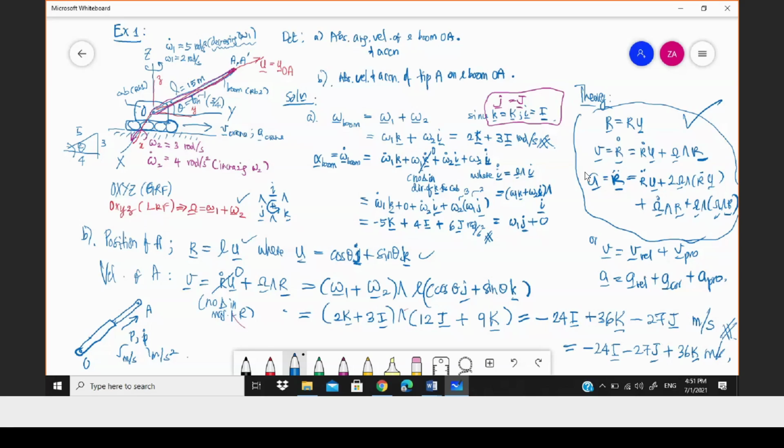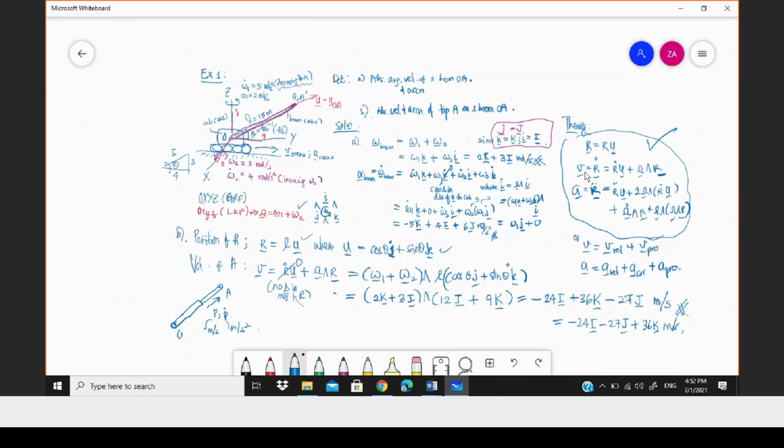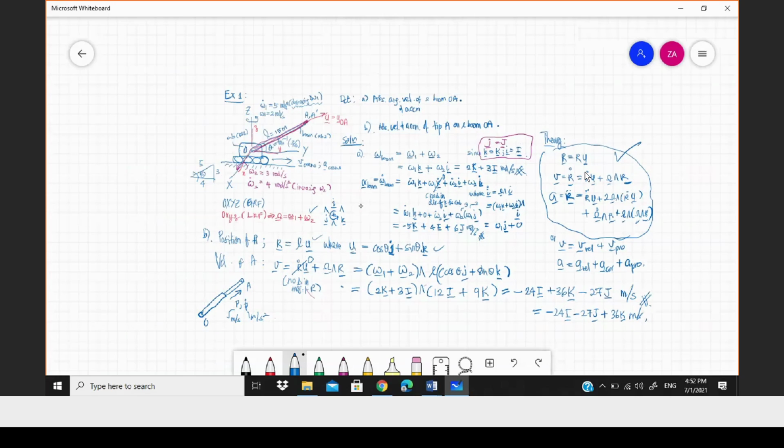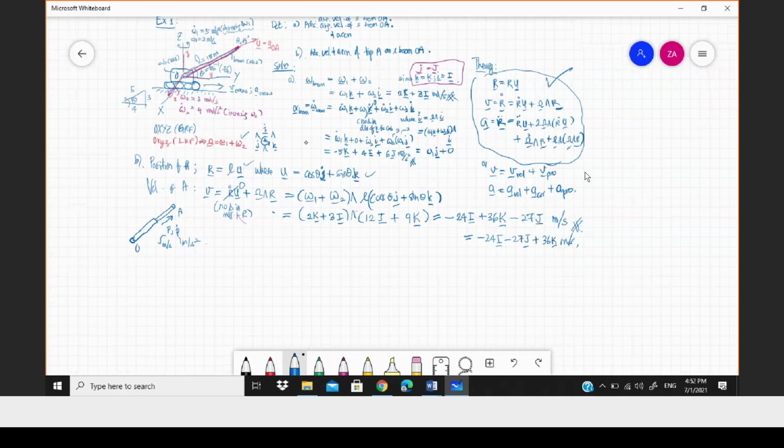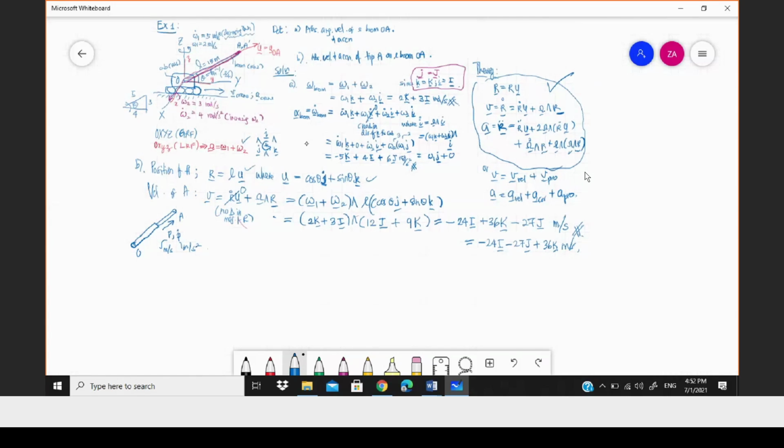Okay, if there are none, for the next 9 minutes or so, we are going to compute the acceleration, the absolute acceleration of the tip A on the boom OA. Let's see if I can reduce this further. Can you see clearly if I reduce this font size to a smaller size like this? Yes, okay.